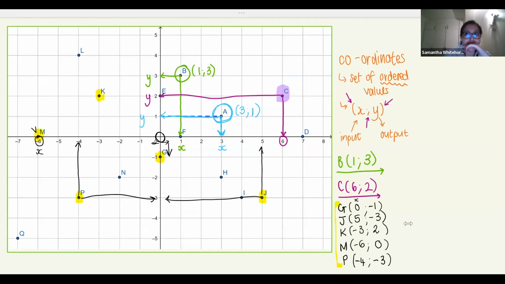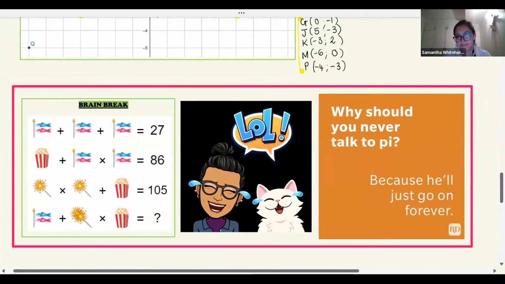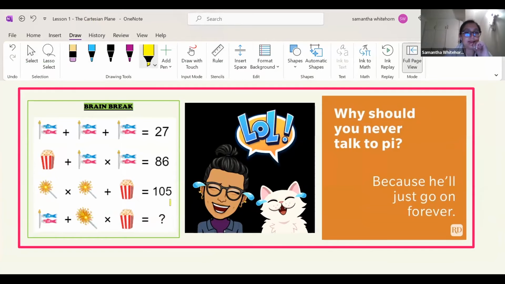Okay, guys, last 2 seconds. Screenshots. Right, brain break. Well deserved, guys. Well done. And the joke also, yeah. Read the joke so you can laugh.